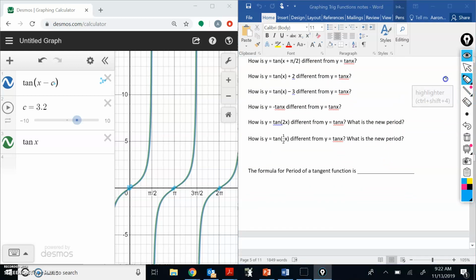The last thing I do want to end this video talking about is the formula for period. This is the main difference between this sine and cosine. Formula is not 2 pi over b, it's just pi over the b value. Again, the period is only pi for tangent.